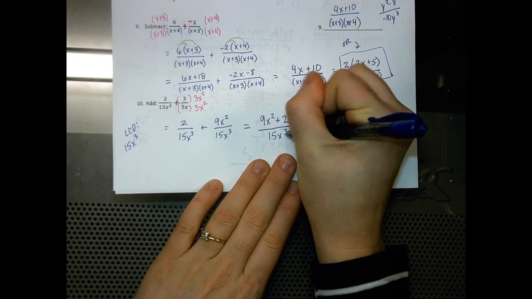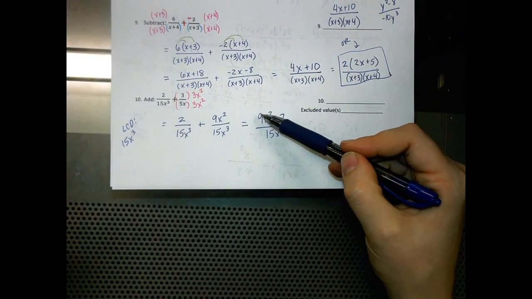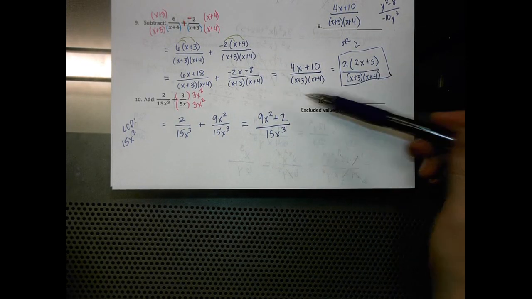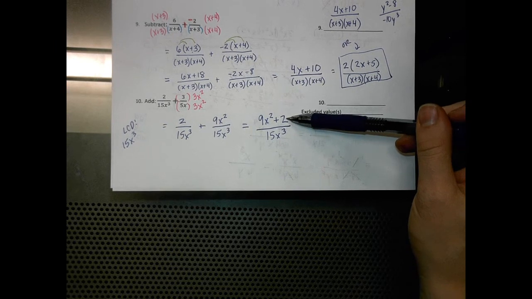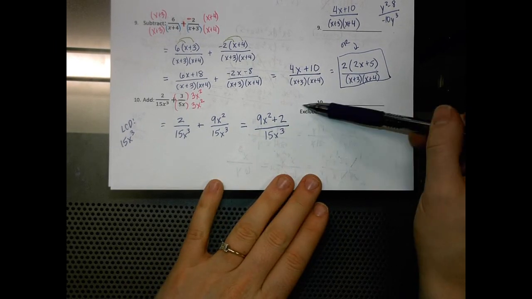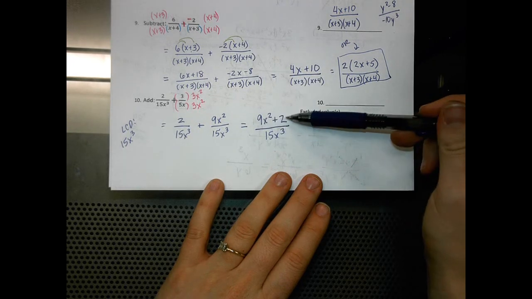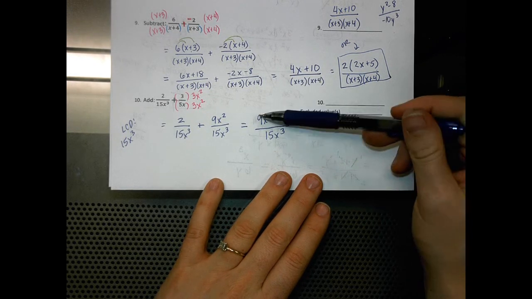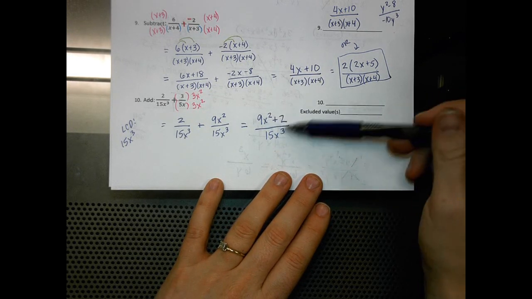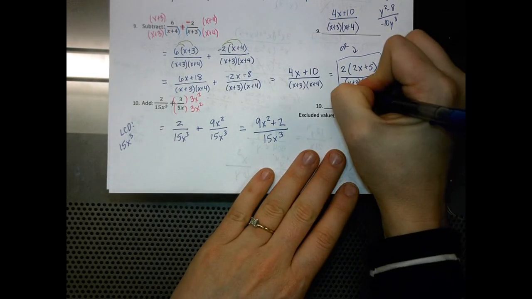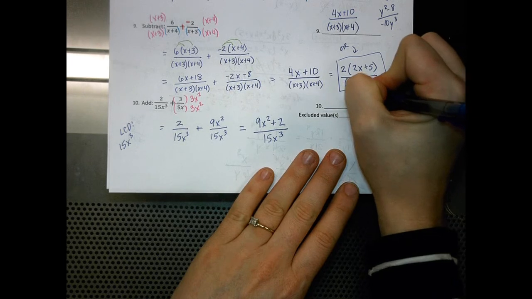Can I combine the 9 and the 2? Nope, they're not like terms. Can I factor the numerator? Nope, not a difference of squares. I can't reduce any x values because I don't have one in every single term. I can't reduce by 3 because I don't have one in every single term. So that is actually my most simplified version of this expression.